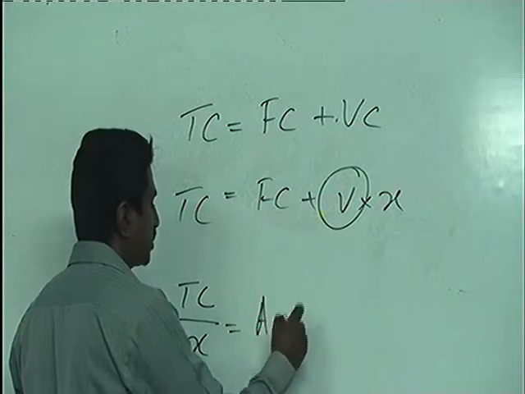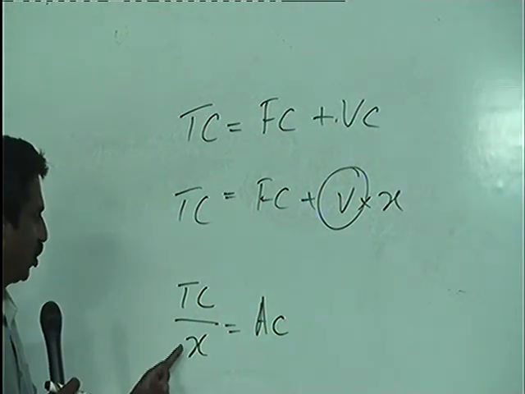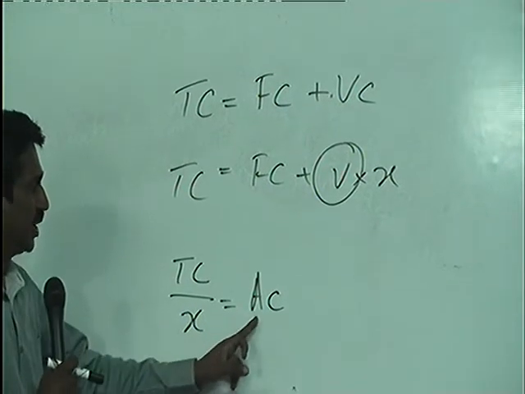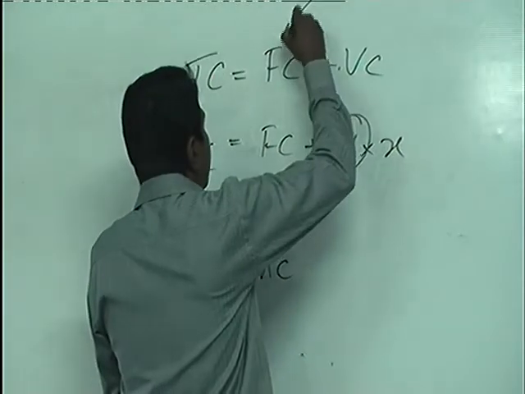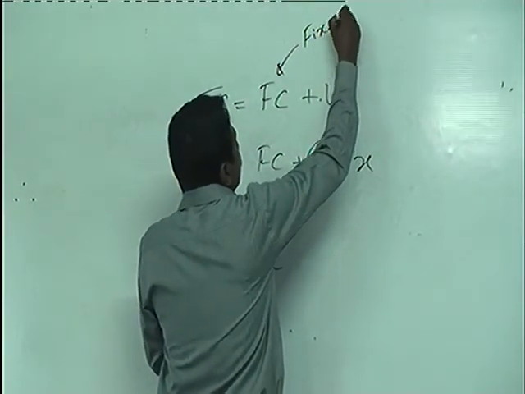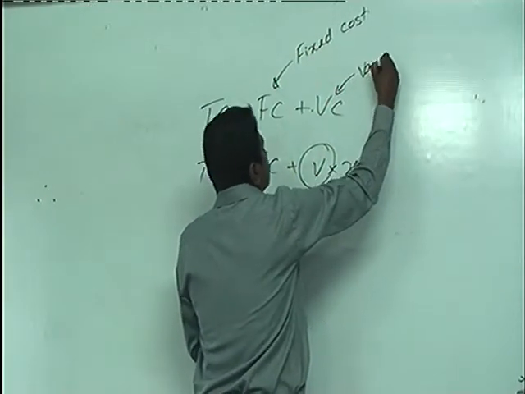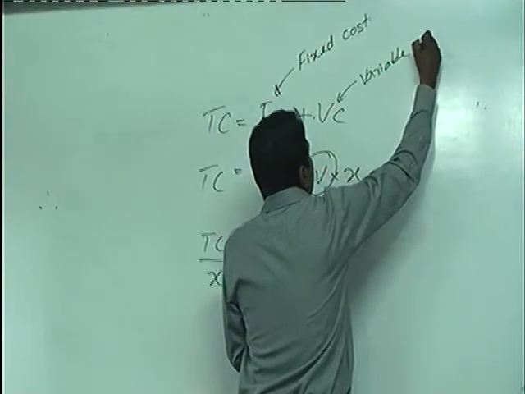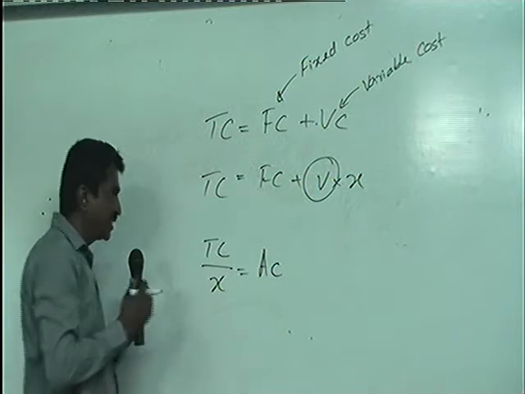AC, average cost. What is it? The total cost divided by quantity is equal to average cost. So if you want, you can just draw this, just write down this. This is the fixed cost, and this is the variable cost. Definition already given, therefore just write down the formula, that's enough.